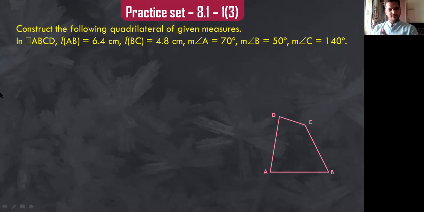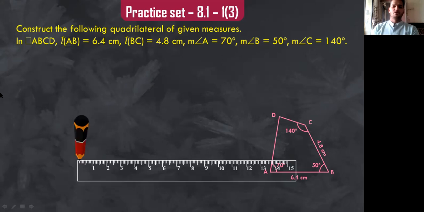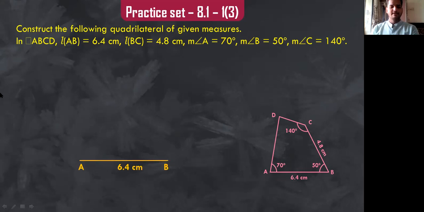Okay, let us fill in the details in the analytical figure or the rough figure. Length of AB is 6.4 centimeters. Length of BC segment is 4.8 centimeters. Measure of angle A is 70 degrees, measure of angle B is 50 and measure of angle C is 140 degrees. So if you observe it carefully, students, it is just similar to the sum which we have solved in the previous part, right? Correct.